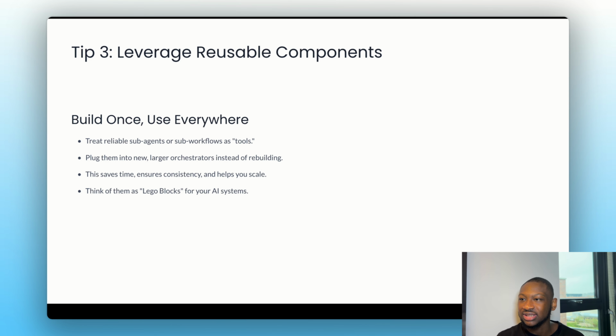So whenever you need, let's say, a calendar agent, you can plug your calendar agent in as a tool to your main agent. Or let's say you have a lead generation linear workflow, you can plug it in as a tool to your main AI agent. So you see, it makes building way easier and faster.